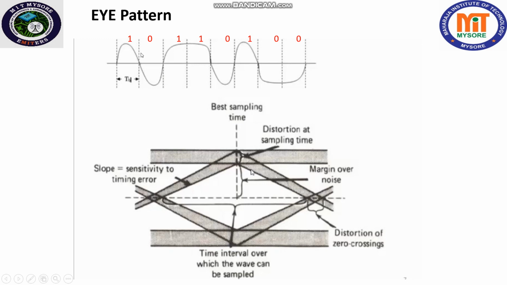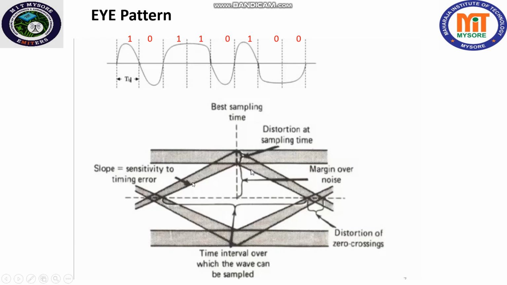Okay, now this signal, when it is applied to the vertical input of the oscilloscope and the horizontal input of the oscilloscope is set at 1 by T, then the resulting pattern generated looks as if it is a human eye. That's why the pattern is called an eye diagram.